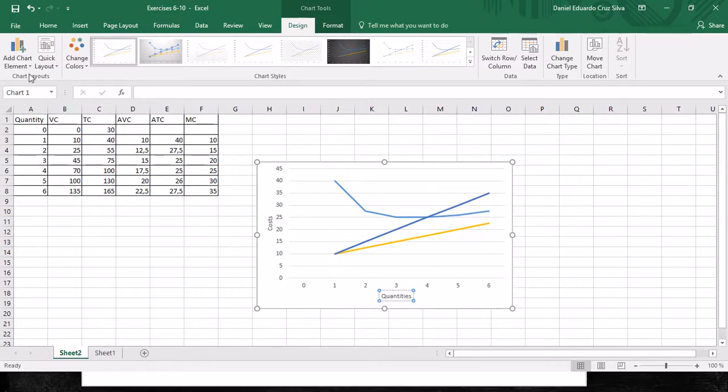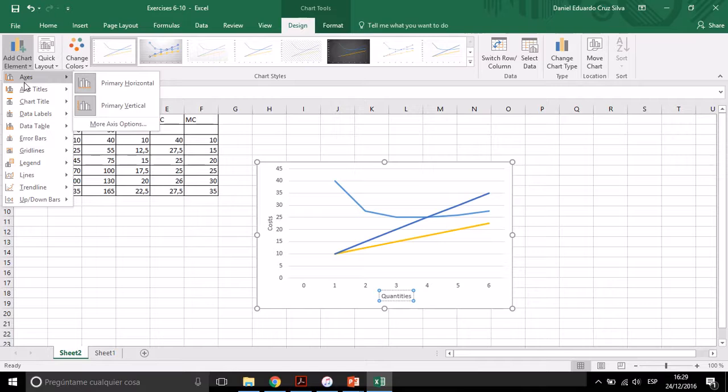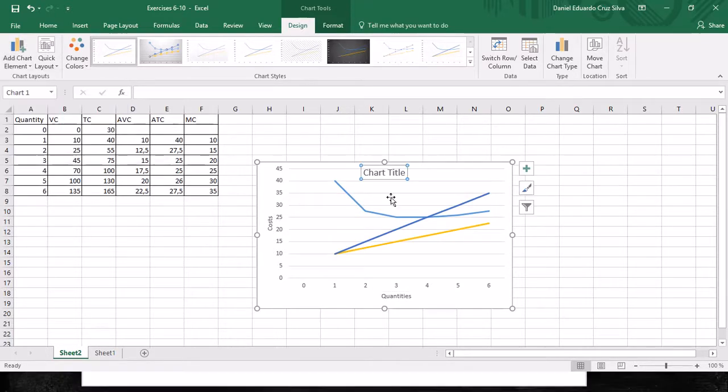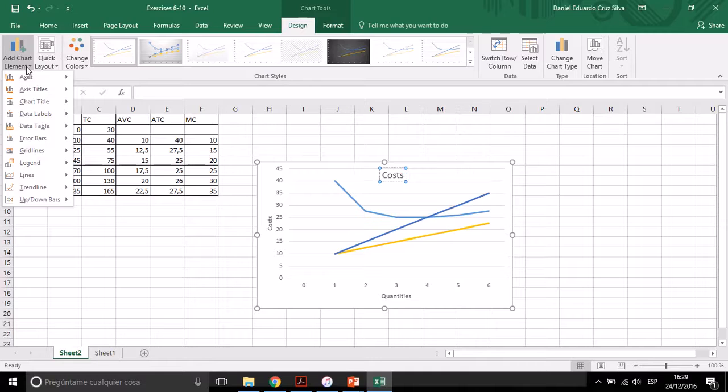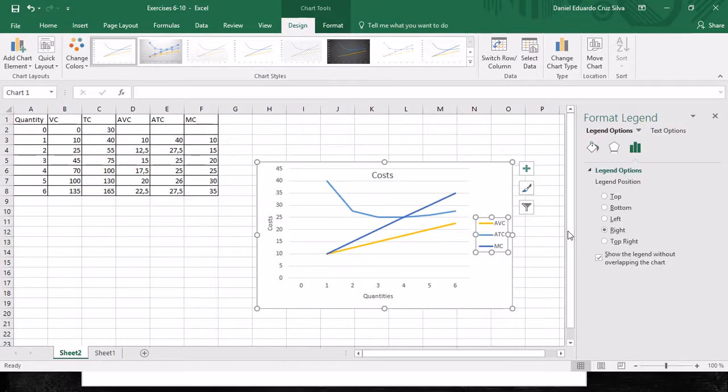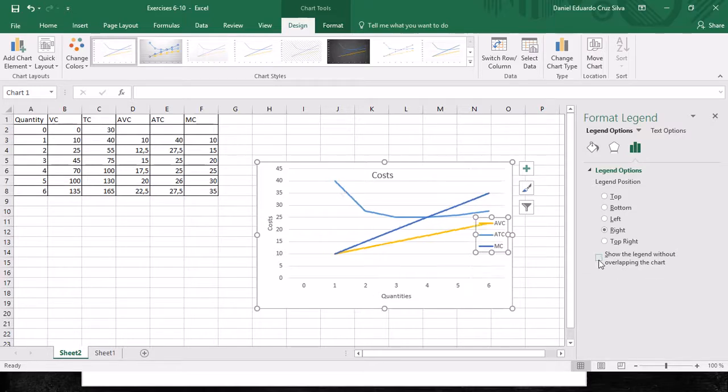And here we still need the title, so I'm going to put here, let's see where we can find chart title. So I'm going to put 7 chart overlay. This one is going to be the cost, and then we just need the label. So it's going to be this one, the legend. So I'll say more legend options, and I'm going to put the right, but show the legend without overlapping this chart. Maybe you can have more space with this one, so you put this one, and automatically you can move whatever you want. It's going to be over here.